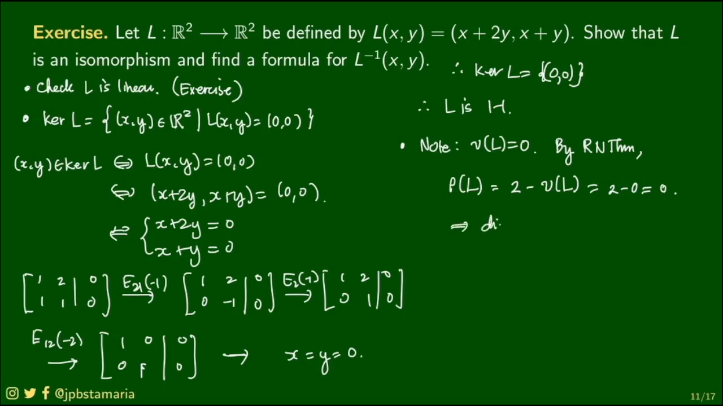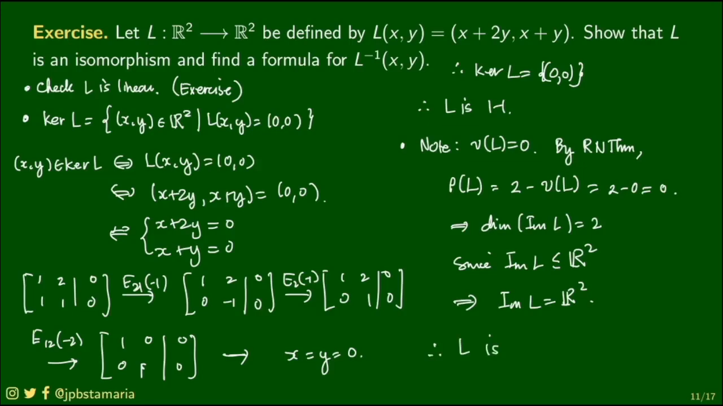Right? This means that the dimension of the image is two-dimensional. And since the image is inside R2, the only two-dimensional subspace of R2 is R2 itself. Therefore, the image is R2. I don't need to check anymore because we already have the rank nullity theorem. Therefore, L is an isomorphism. Okay?